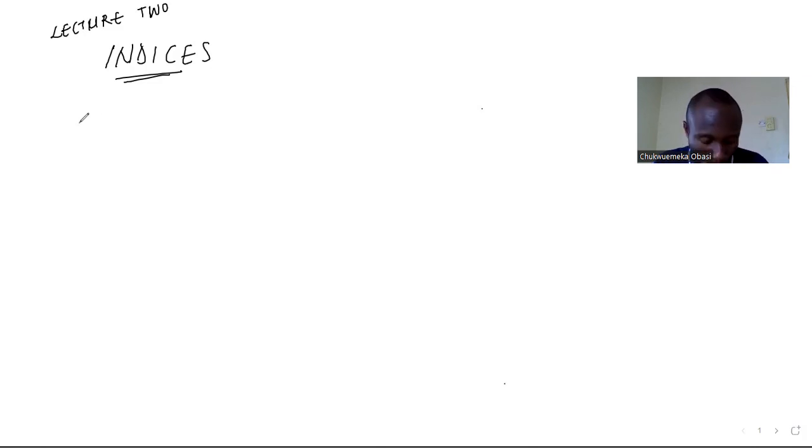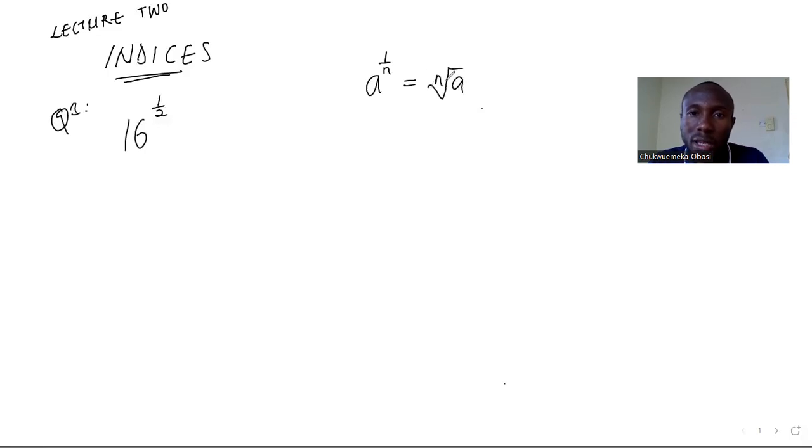All right. So question one. It says simplify 16 to the power 1 over 2. How do we simplify this initial expression? Now remember from our first series, we talked about when we have a to a fractional index as 1 over n, we simplify this as the nth root of a.